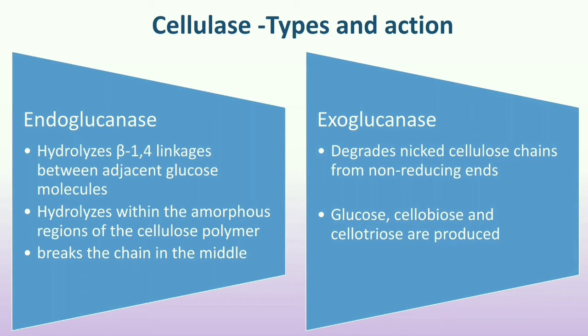The next enzyme belonging to the cellulase family is exoglucanases. Exoglucanases degrade nicked cellulose chains from the non-reducing ends which are obtained after the action of the endoglucanases. Due to this, glucose, cellobiose and cellotriose are produced.